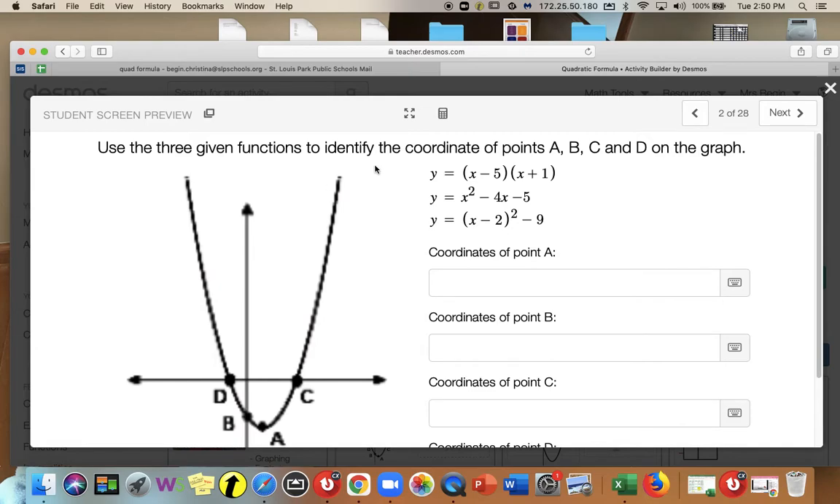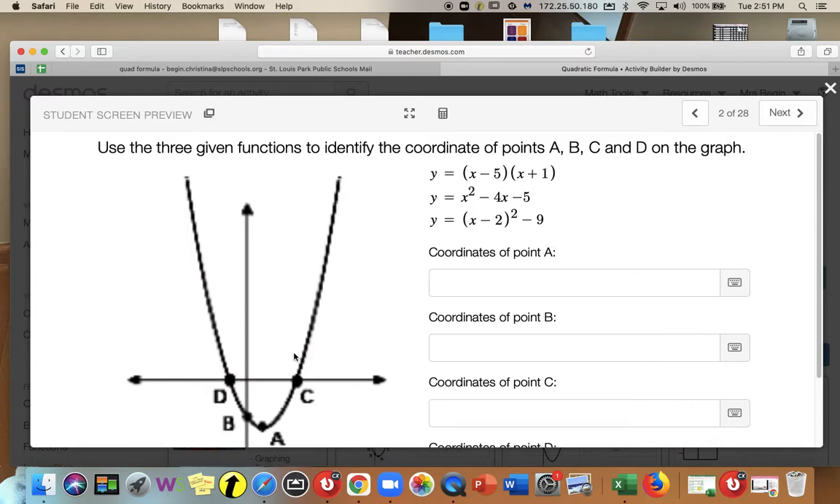Use the given functions to identify the coordinates of A, B, C, and D on the graph. So if you notice, we have our quadratic equation, and there's three different ways to write it. On one of the Desmos activities, the card sort was, what's an equation of a quadratic? And again, there's the three different forms. The first form is factored form. The second form is standard form with no parentheses.